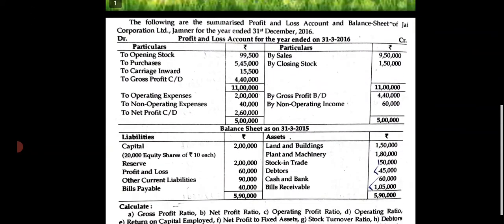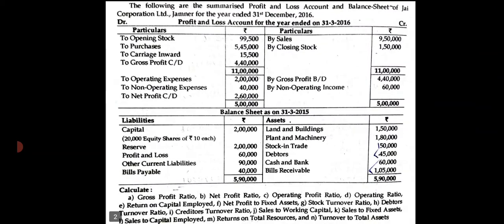We can see here problem number 6. The following are the summarized profit and loss account and balance sheet of Jai Corporation Limited, Jamner. In this problem, information is given about the profit and loss account for the year ended on 31st March 2016 and also information about the balance sheet as on 31st March 2015.